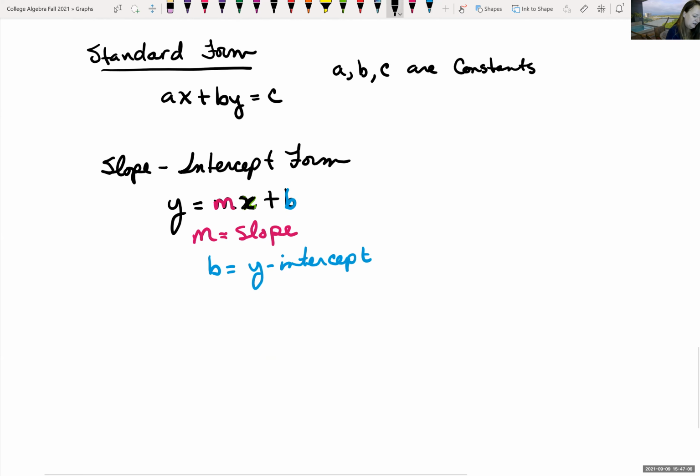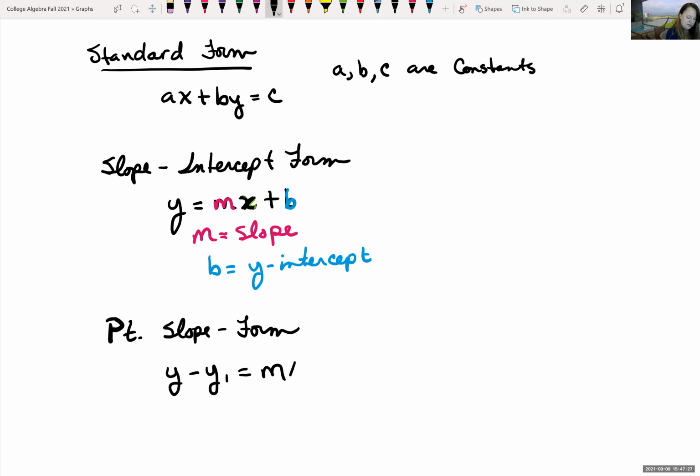You have point slope form. So I don't normally use this, but I'm just going to give it to you. This is where we have y minus y sub 1 equals our slope m times x minus x sub 1. In this case, you're given m was your slope, and you were given 1 point on the line, x sub 1 and y sub 1.